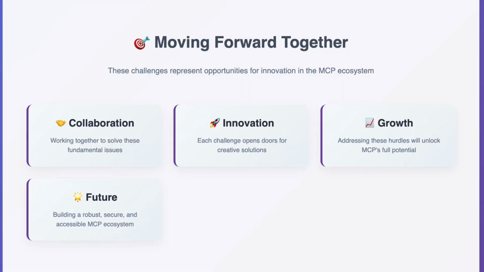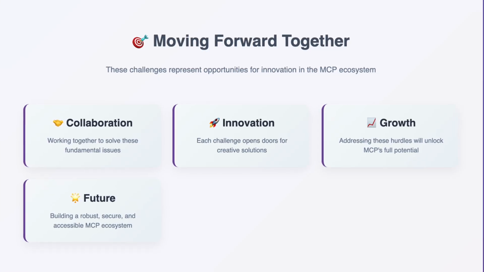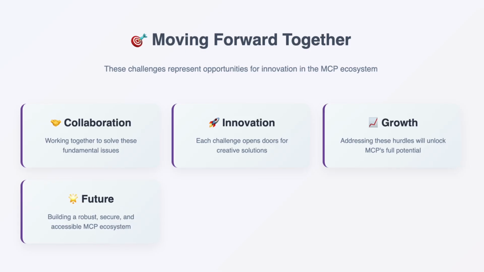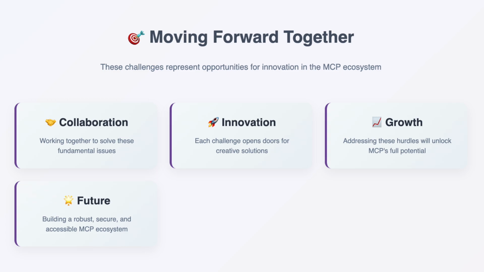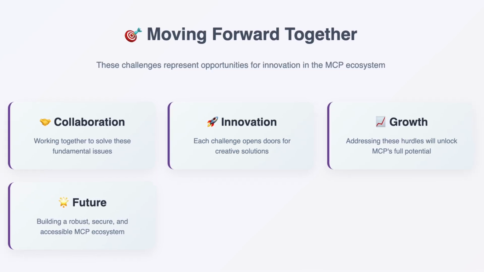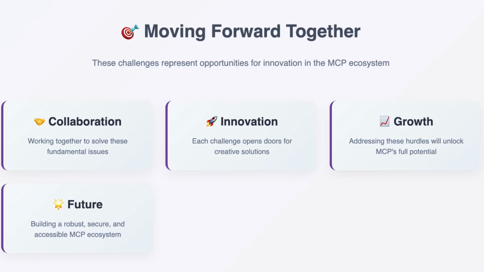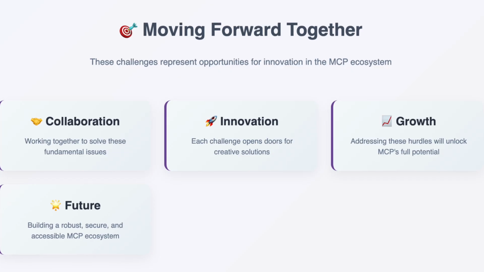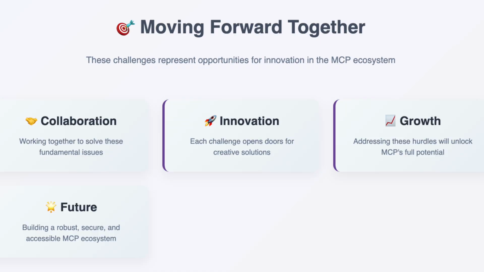These challenges, while significant, are truly opportunities for innovation. By fostering strong collaboration, embracing creative innovation, and working together to address these fundamental issues, we can unlock the MCP ecosystem's full potential. Our goal is to build a robust, secure, and truly accessible future for MCP.